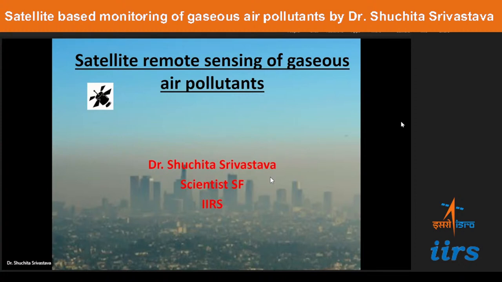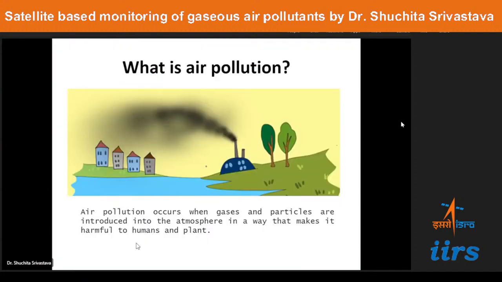Class, and the title of today's lecture is Satellite Remote Sensing of Gaseous Air Pollutants. So what is air pollution? Air pollution occurs when gases and particles are introduced into the atmosphere in a way that makes it harmful to humans and plants. Basically, air pollutants are air contaminants and they have severe health implications.